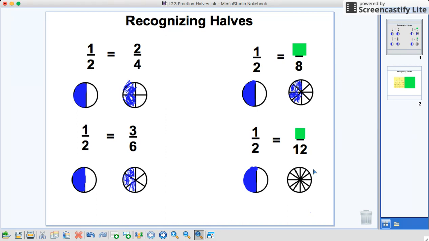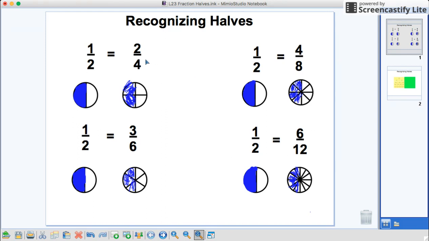Welcome back. You should have colored 1, 2, 3, 4, 5, 6. You should have colored 6 pie pieces. So 1/2 also equals 6/12.